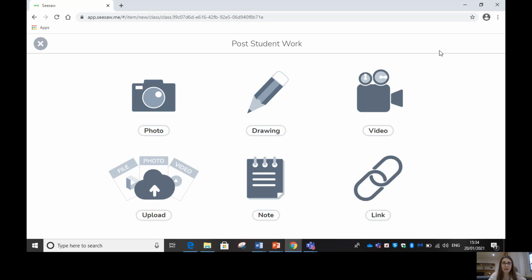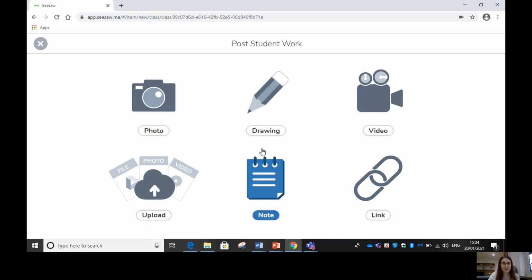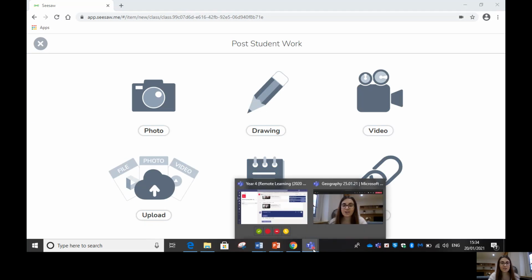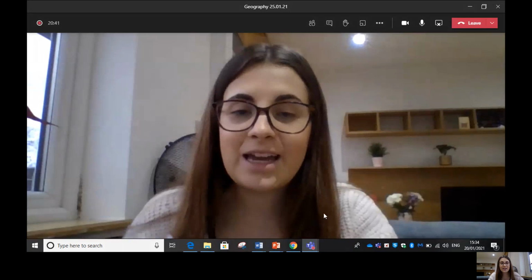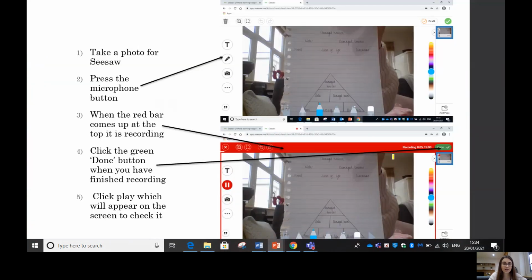So I'm on Seesaw on my laptop. I have just clicked on the normal button where you add your work. I'm going to click to add a photo. Hopefully it'll load. Okay, so unfortunately I can't do that at the moment because my recording is using up the camera. So I'm just going to go back to my PowerPoint, and instead I will show you the steps that you can use to try and upload your photo.